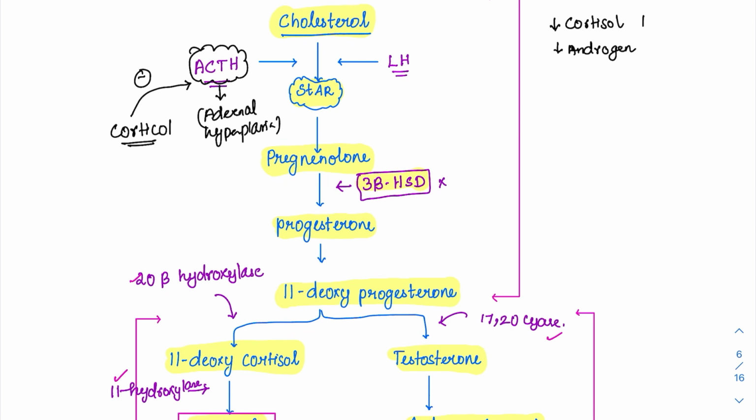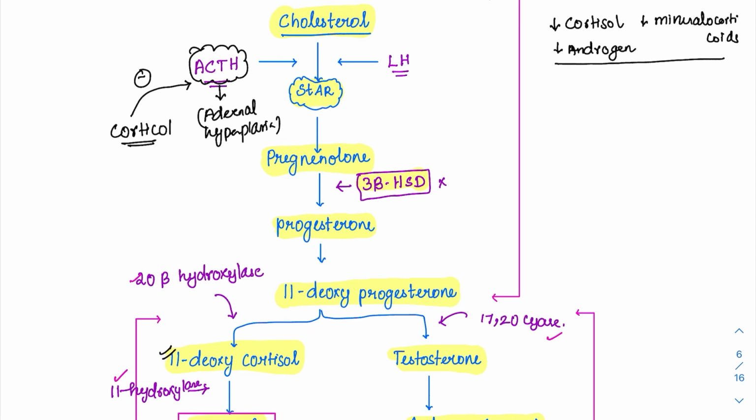There are decreased mineralocorticoids also. Why are mineralocorticoids deficient? Because 11-deoxycortisol has a strong mineralocorticoid action. So that will also be decreased. So all these are decreased.